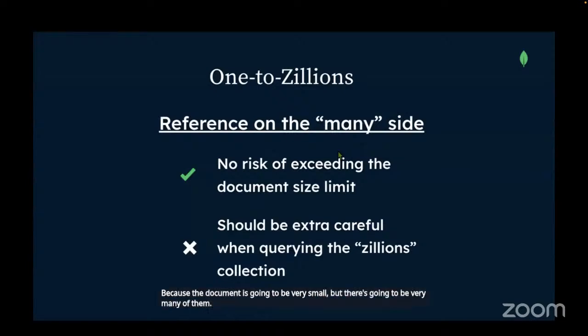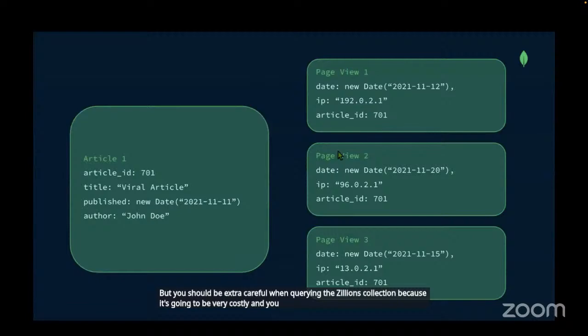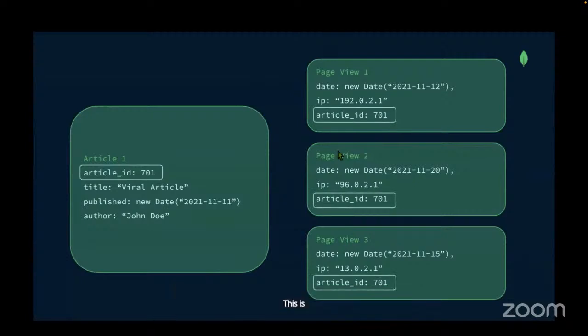But you should be extra careful when querying the zillions collection because it's going to be very costly. And you're going to want to take a look at indexing to support a very performant workload. This is an example of one to zillions, and we talked about articles and page views.